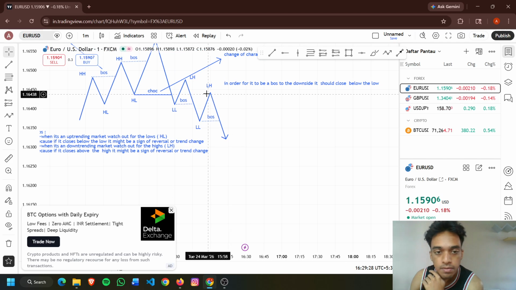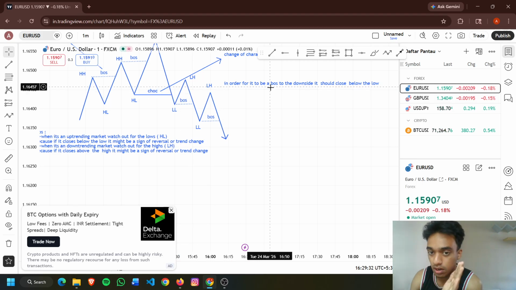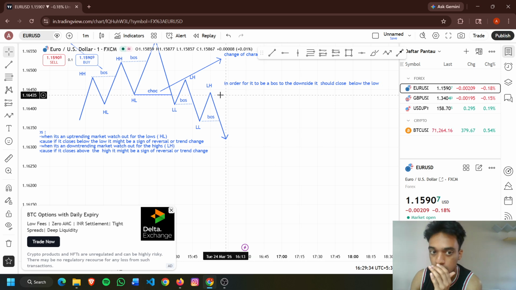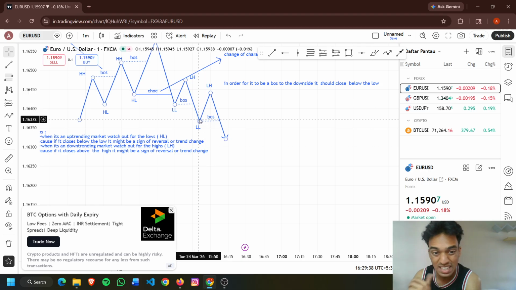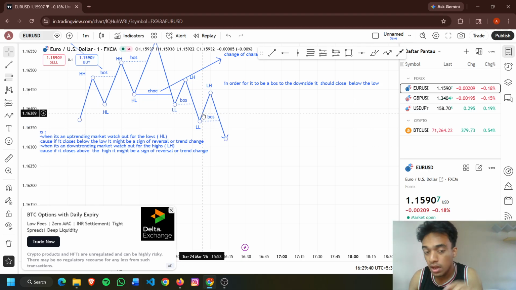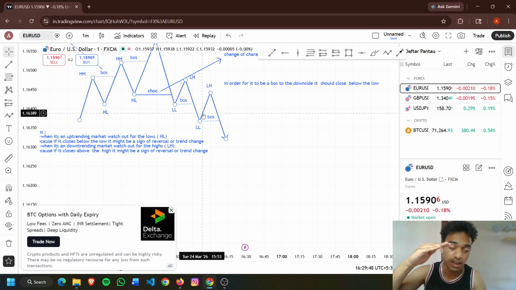In order for it to be a break of structure towards the downside, for a downtrending market, you have to watch the lows. It should close below the low. So the candle should close below the low. We don't want any wicks to go down. That won't be a valid break of structure. You want the candle to close during the time frame, which I talked about before. If you have not watched that, go and watch that. I want you guys to watch every single video so that you'll understand what I'm saying.